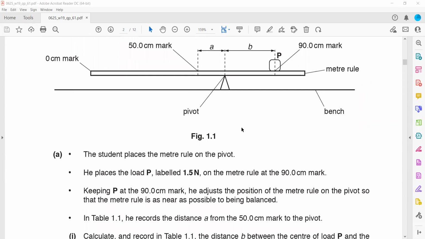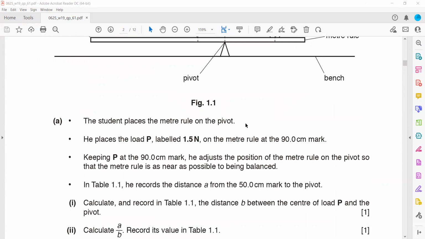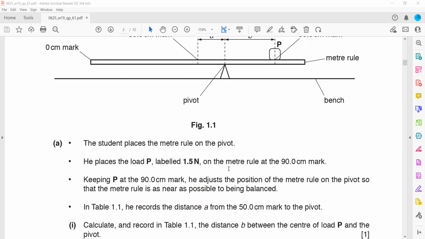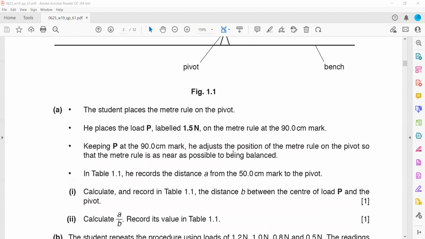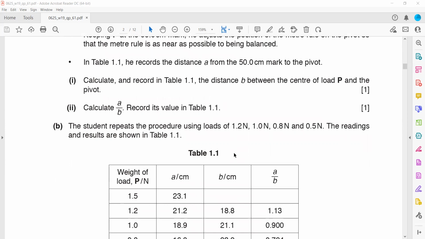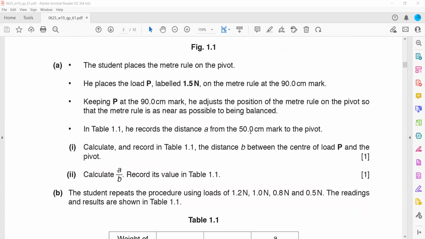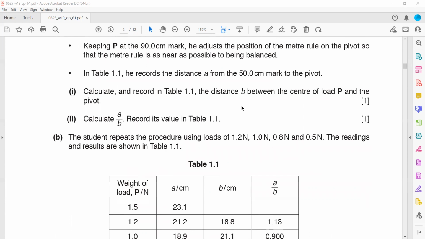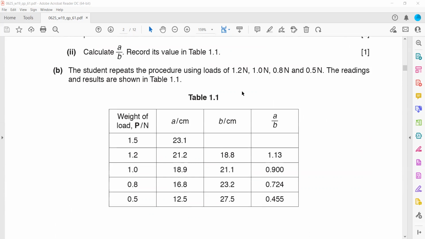By using a balancing method, a student places a meter rule on the pivot. Then he places a load P, labeled as 1.5, on the meter rule at the 90 centimeter mark. He keeps P at 90 centimeters and adjusts the position of the pivot so that it is as near as possible to being balanced. In Table 1.1, he records the distance A from the 50 centimeter mark to the pivot, and B is the distance between the load and the pivot.